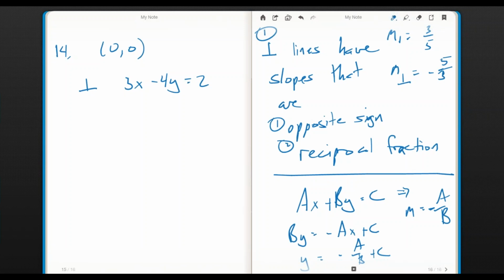You know about perpendicular lines, they will have the opposite sign, because remember, if one's going up, the other one has to go down to be perpendicular, and the value of the slope will be the reciprocal.